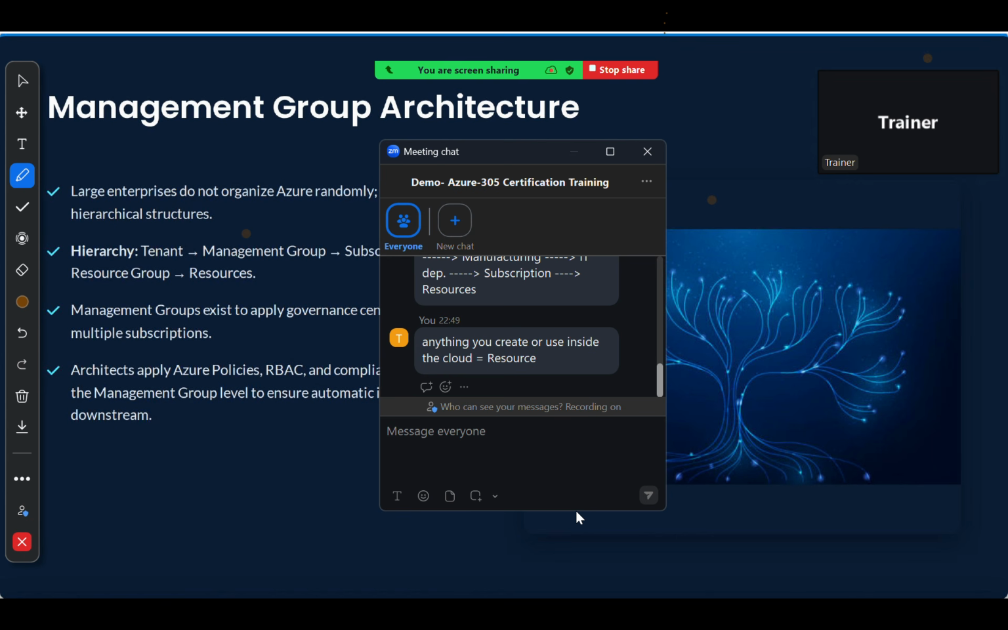Let's suppose your VM. What is a VM? It runs your app. It is a resource. Storage account: what is that? It stores your files. That is a resource. Database, which also stores the data, that is a resource. Virtual network: what is that? It connects everything. That is a resource. Each of these is a separate resource, but together they form a solution. Always remember.